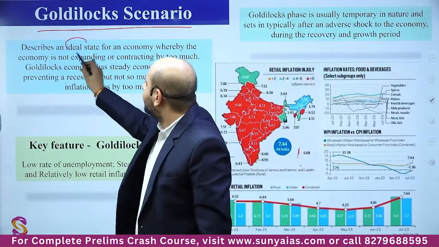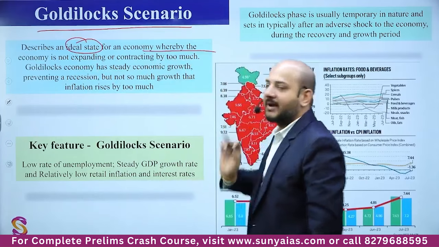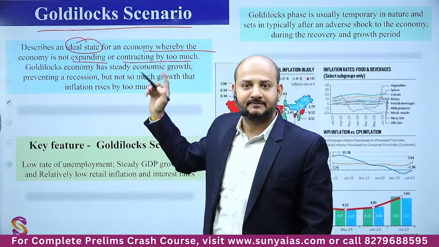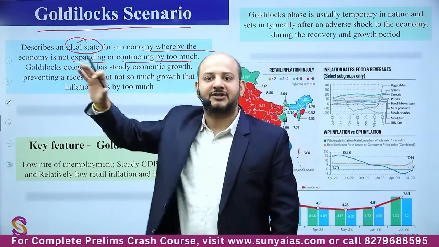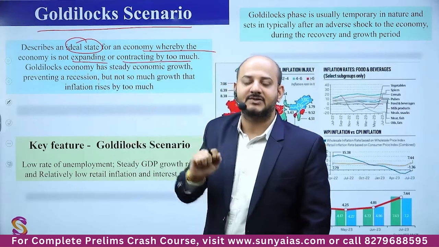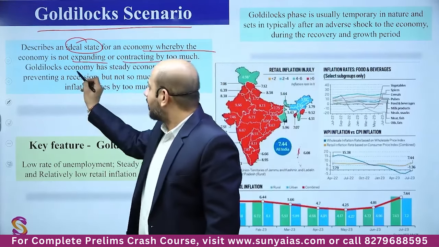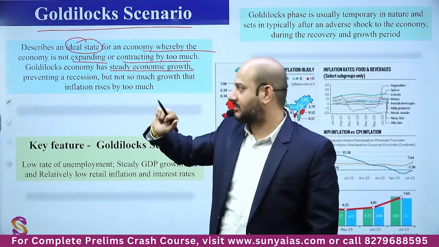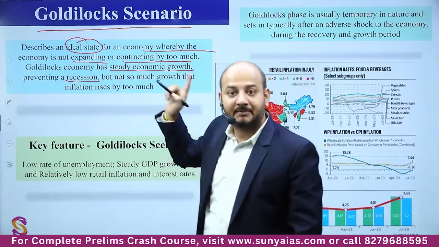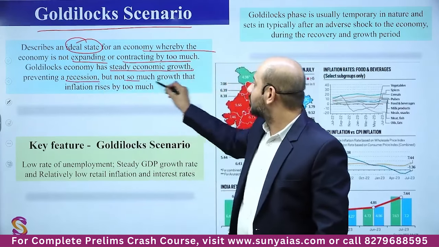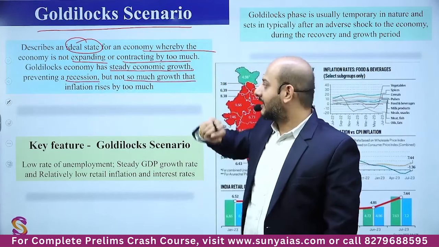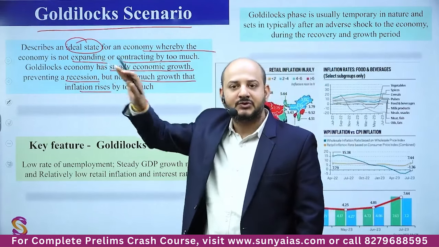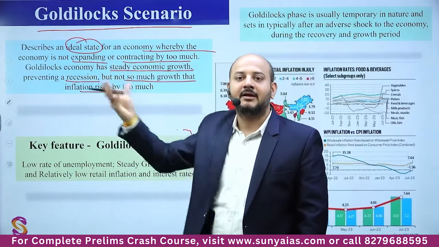It describes an ideal state for an economy whereby the economy is not expanding or contracting by too much. Little bit of contraction, little bit of expansion may happen, but not by too much. Sudden impacts won't be there. Goldilocks economy has steady, gradual economic growth, preventing a recession. It will prevent a recession, but not so much growth. Itna bhi zyada tez grow nahi karna hai that inflation rises by too much. As soon as GDP soars high, inflation may occur.